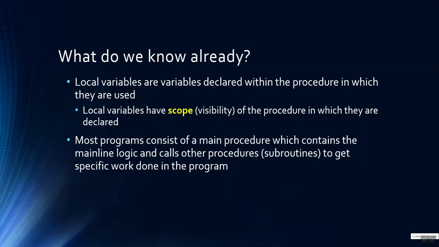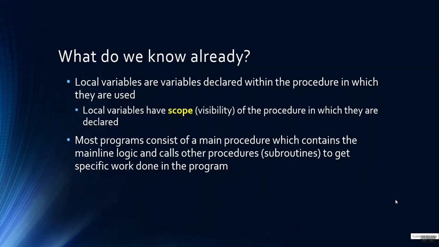Our own procedures that we're going to create today can have their own set of variables. It's important to realize that local variables have scope, which refers to visibility, only of the procedure in which they are declared. So in other words, if you declare a variable within a procedure, that procedure knows about it, but the other procedures are not able to access the memory associated with that variable.